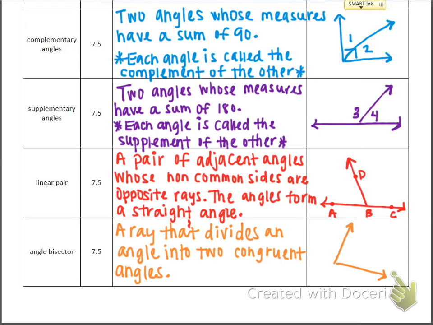Okay, so a ray divides an angle into two congruent angles. So let's say I have an angle. Let's call it A, and we'll say X and Z are the points.